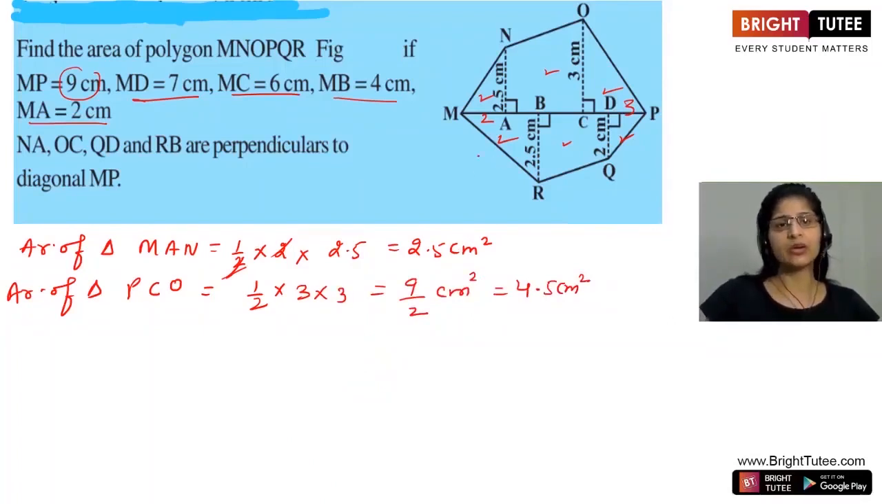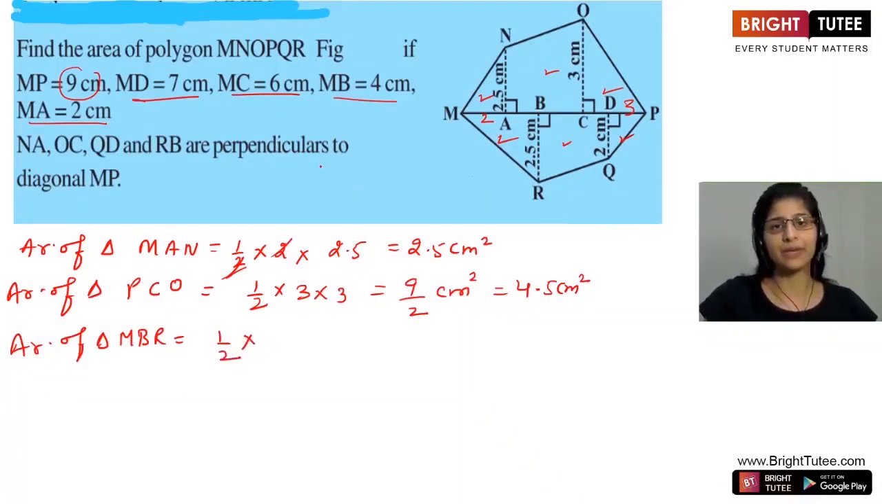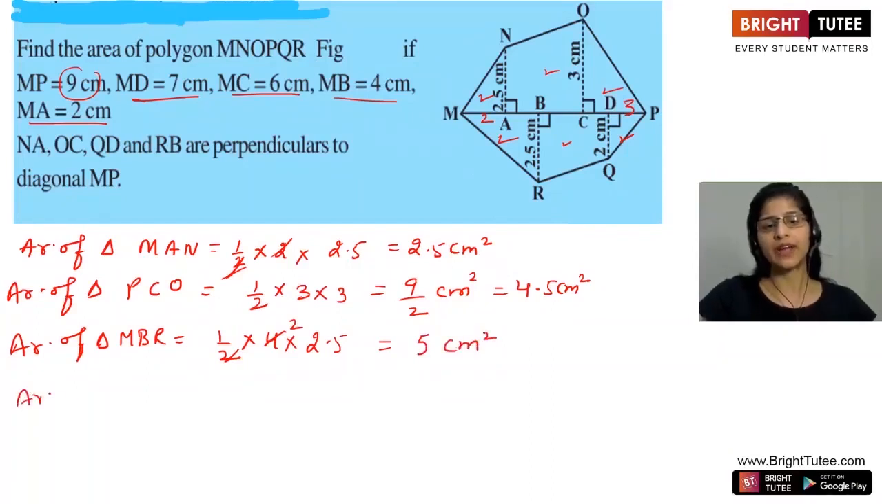Okay, let us now talk about the triangle MBR. Area of triangle MBR will also be half into base. Base is MB. MB is 4, given to us. Into height is 2.5. So 2 2s are 4. 2.5 into 2 becomes 5 square centimeter. Now one more triangle is left.